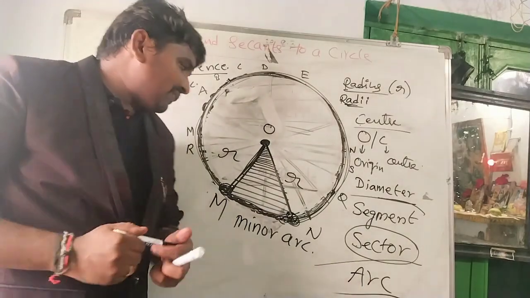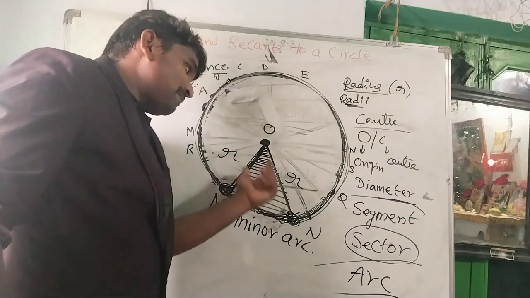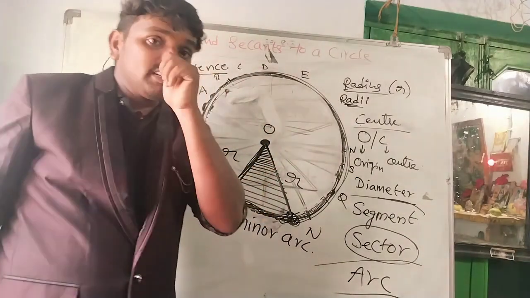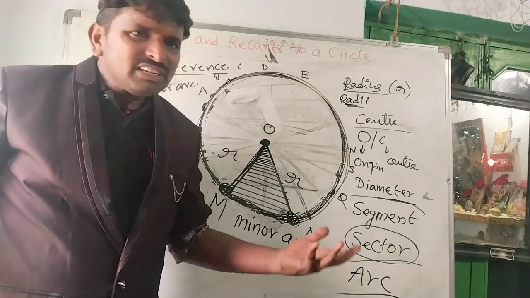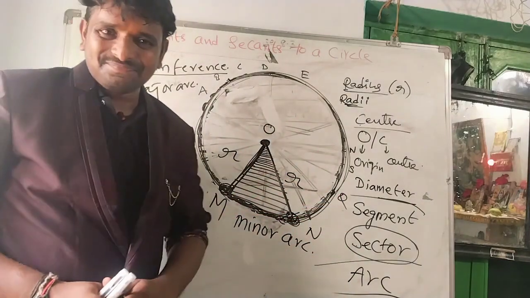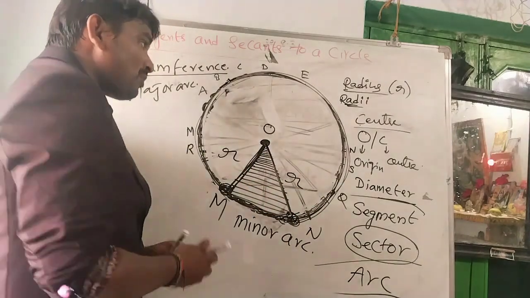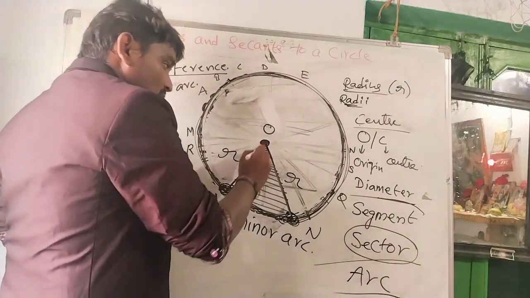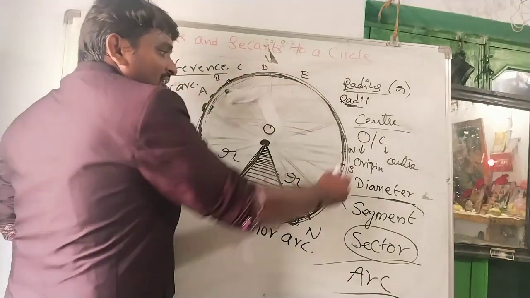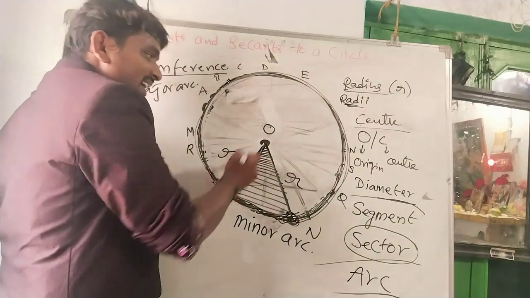Sir, what is the difference between this shaded portion and non-shaded portion? The shaded portion is called sector and the non-shaded portion is also called sector. There is no difference. The only difference is their area. If you observe, the non-shaded portion is also formed by two radii and one arc. This is arc. This one is radius, this one is radius.